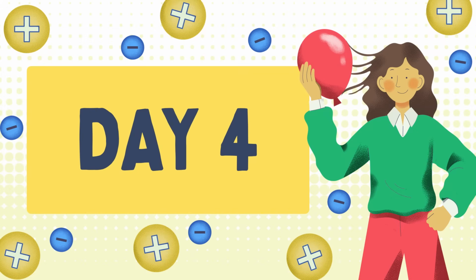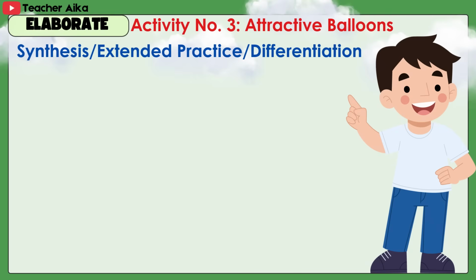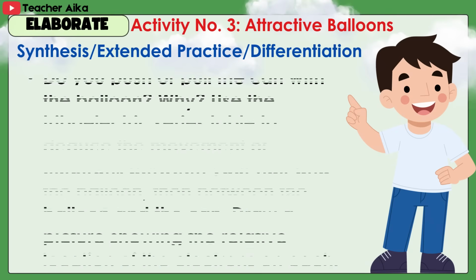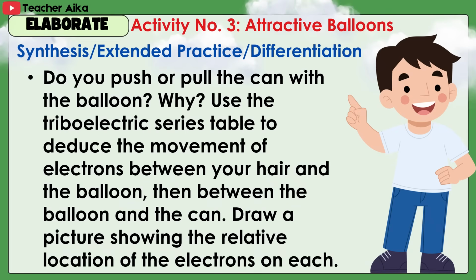Day 4. Synthesis or extended practice. Do you push or pull the can with the balloon? Why? Use the triboelectric series table to deduce the movement of electrons between your hair and the balloon. Then, between the balloon and the can, draw a picture showing the relative location of the electrons on each.